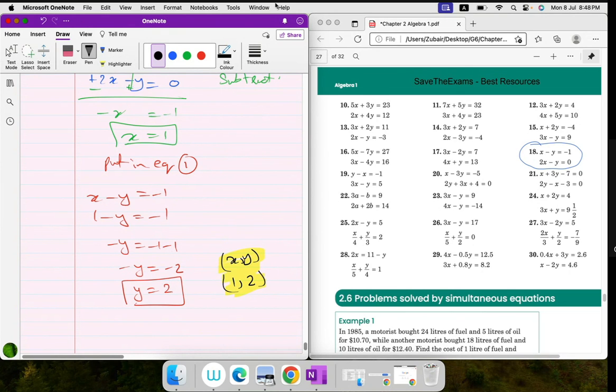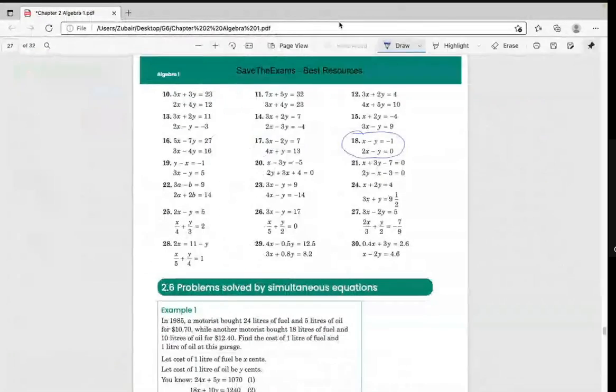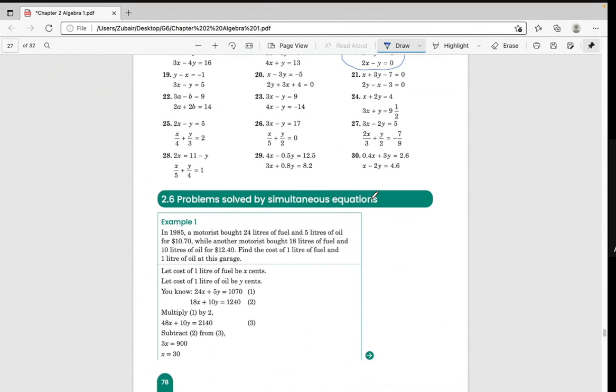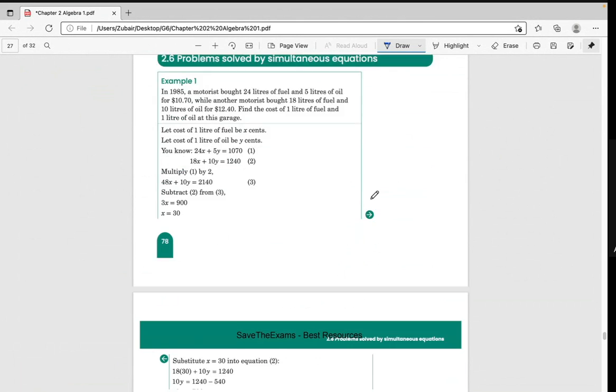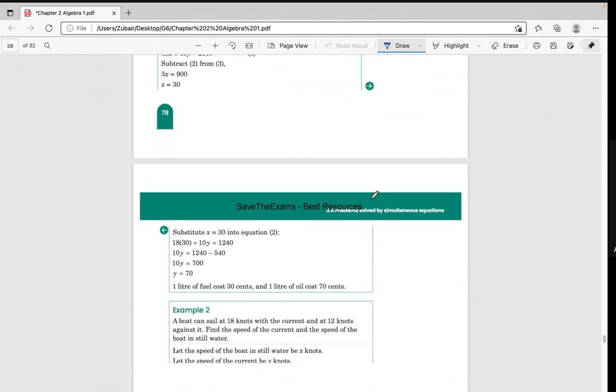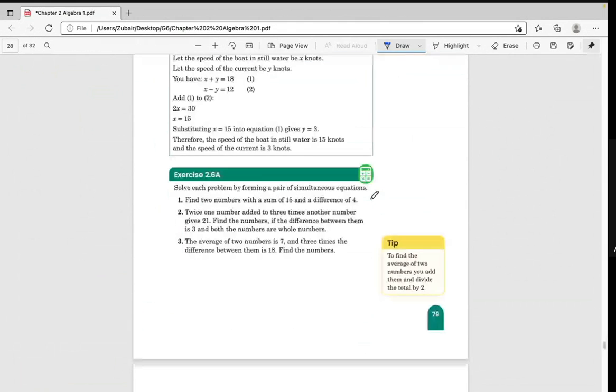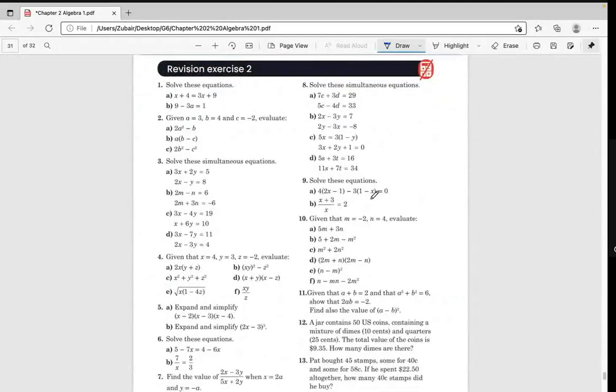Okay. So the best practice is that we try the same equation with two different methods, because we'll know that we need to have the same answers. Yes, sir. Okay, we have word problems.